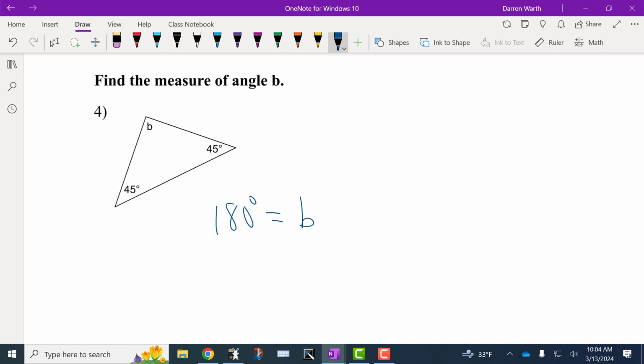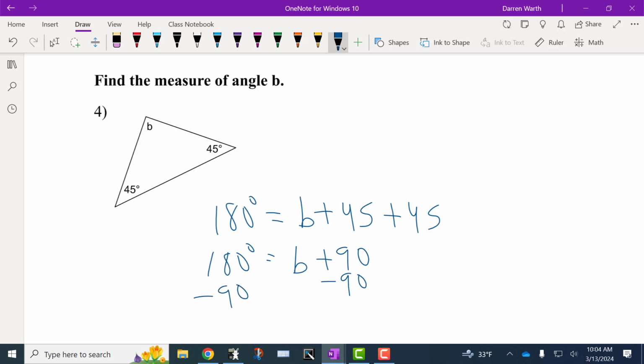So it looks like I've got a B for one of my angles. I've got a 45 for another angle. I've got a 45 for another angle. So I'm just going to go ahead and add those together and then subtract from 180. So I'm going to get 180 equals B plus 45 plus 45, and 45 plus 45 is going to be 90. So I'm going to subtract 90 from both sides to find out what my answer for B is going to be.